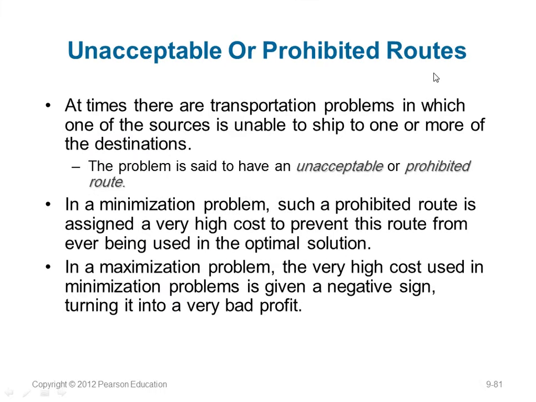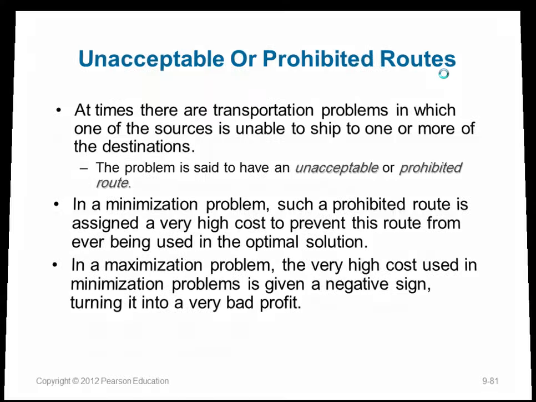There are also unacceptable or prohibited routes. Sometimes you won't be able to send data from one source to some specific destination. This is called an unacceptable or prohibited route. In a minimization problem, such a prohibited route will have a very high cost, so you don't want to use it. In a maximization problem, it will be a very high negative value, so you cannot use it as well.